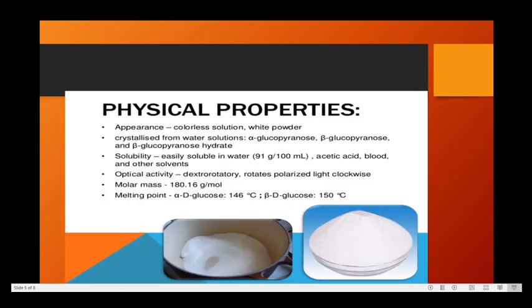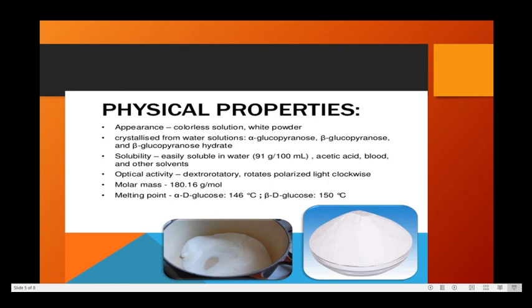Now there are some properties. First we will discuss the physical properties. First of all, appearance. Glucose is a white powder, but it is colorless in solution. It can be crystallized from water solutions as alpha glucopyranose, beta glucopyranose and beta glucopyranose hydrate. Glucose is easily soluble in water, acetic acid, and other solvents.